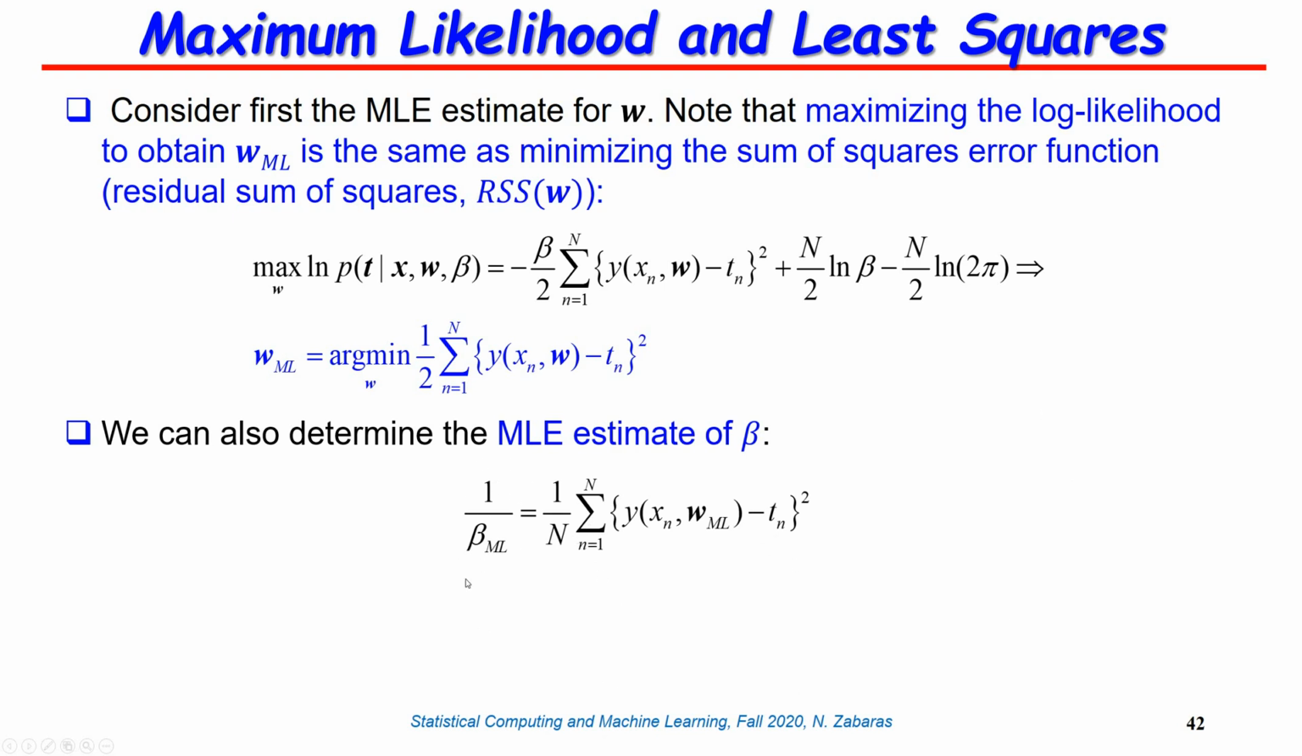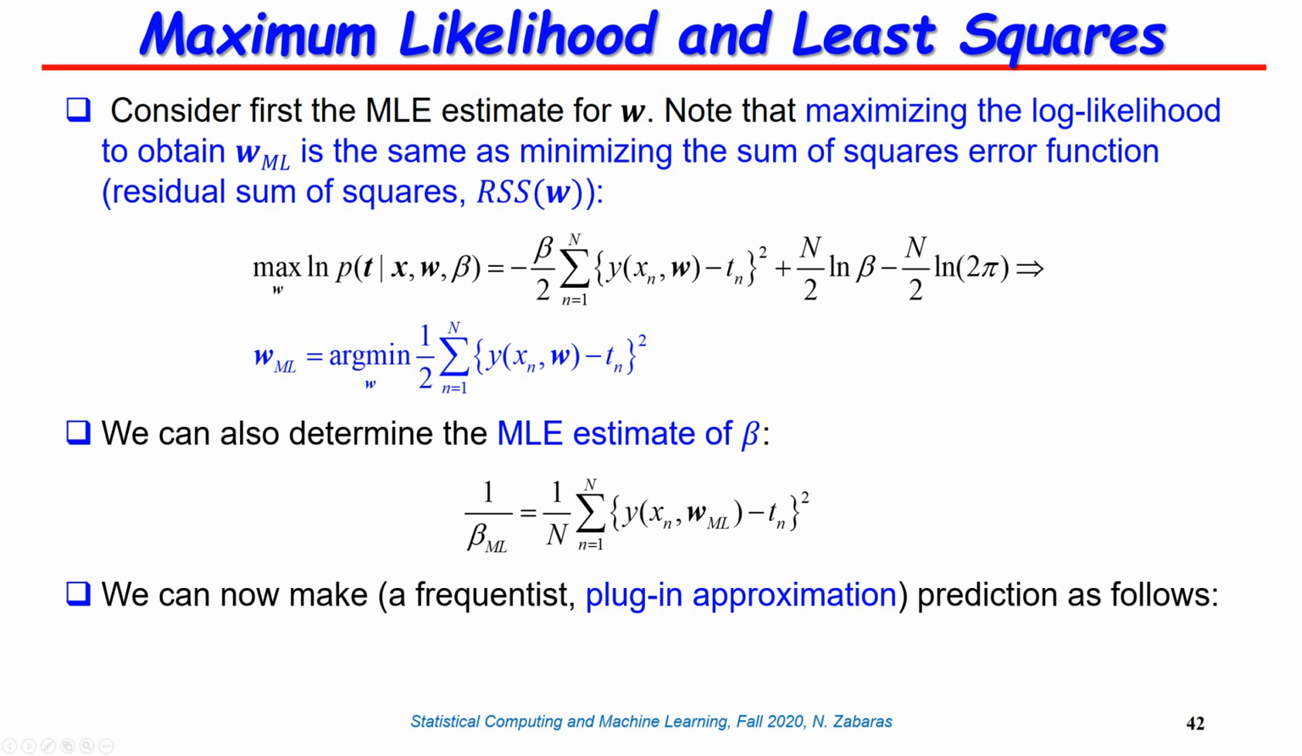This is the MLE for the variance, 1 over beta, where beta is the precision, and this is my sample variance. Again, we don't know the true mean, so the true mean here is approximated with the sample mean, which is my regression function using the MLE parameters W.